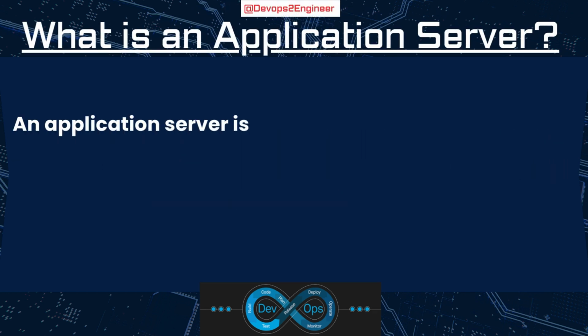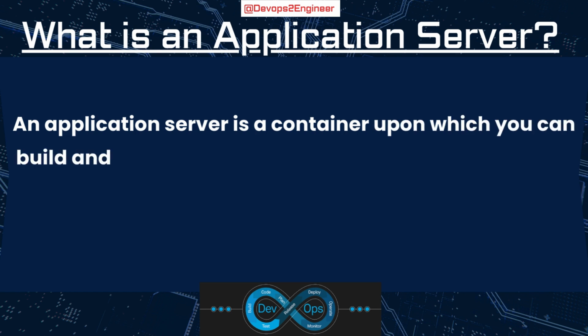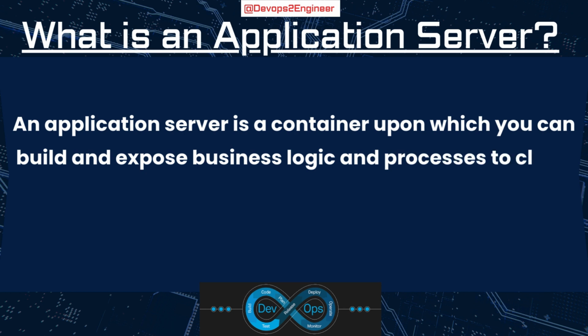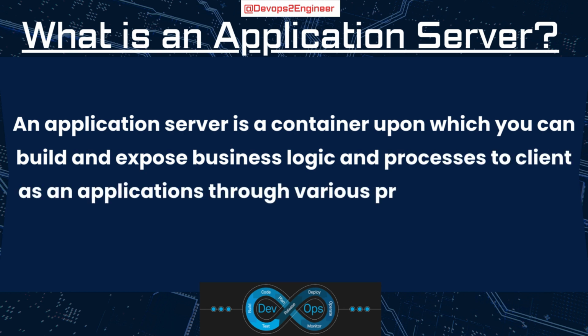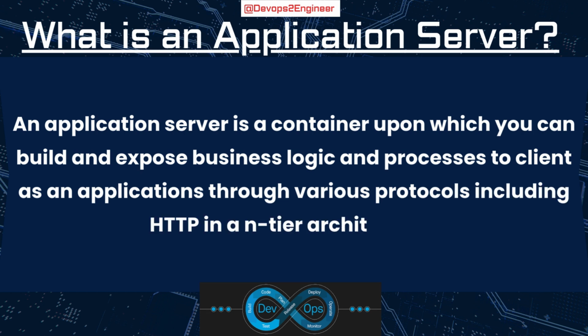What is an application server? An application server is a container upon which you can build and expose business logic and processes to clients as applications through various protocols, including HTTP, in an n-tier architecture.